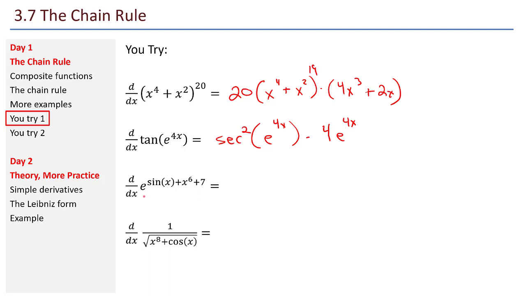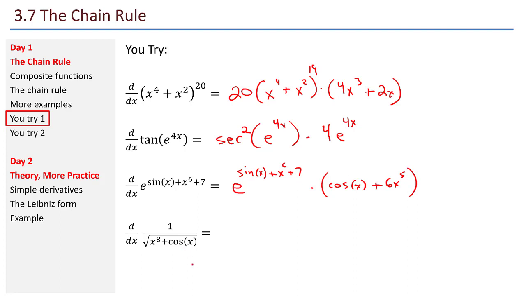Third example, the e function stays the same, so e to the sine x plus x to the 6 plus 7, times the derivative of all that stuff that was in the exponent. So I'm going to just start with my parentheses already. Cosine x plus 6x to the 5, and the derivative of 7 is just a 0.